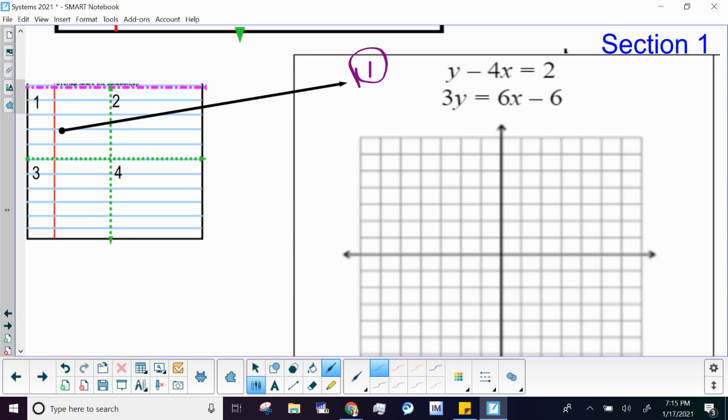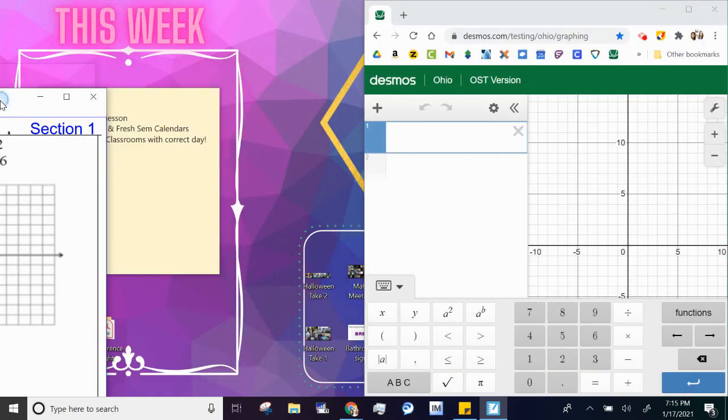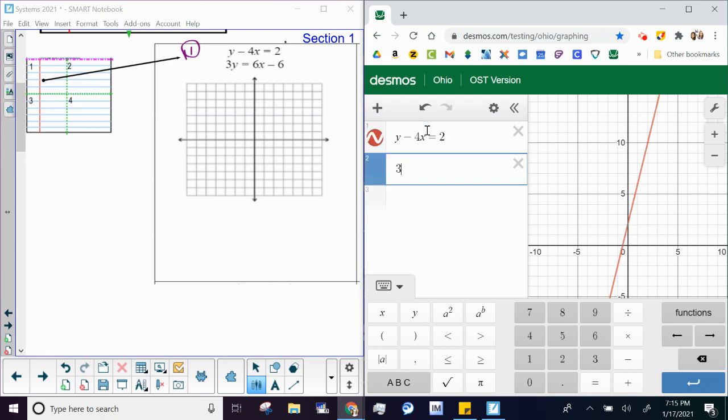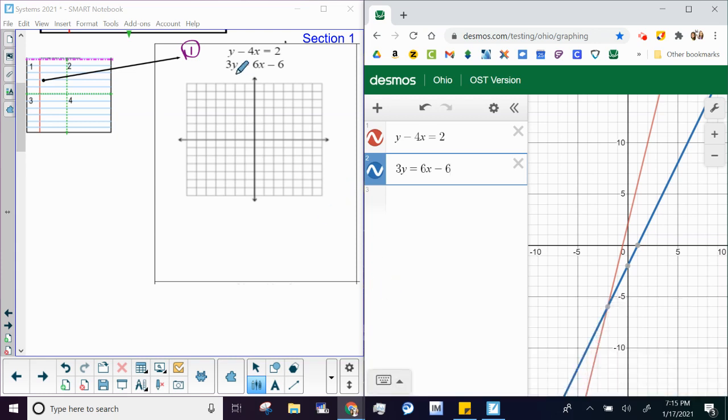Okay, so whenever we've got equations and we need a graph, you know what we do. We use our handy dandy Desmos. I'm going to start by just typing those into Desmos. y minus 4x equals 2. So there's my red line. And then I've got 3y equals 6x minus 6, which is a blue line. I'm going to draw them red and blue on my graph. If you've got 2 different colors, it would be a great idea to do the same.